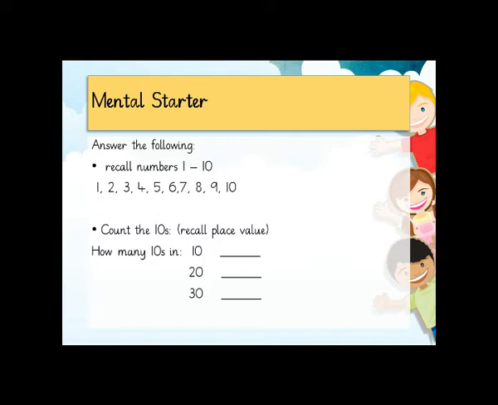1. How many tens in 20? What comes at the units place and what comes at the tens place? 0 at the unit place and 2 at the tens place. So there are 2 tens. In the same way in 30, yes, there are 3 tens. Good.